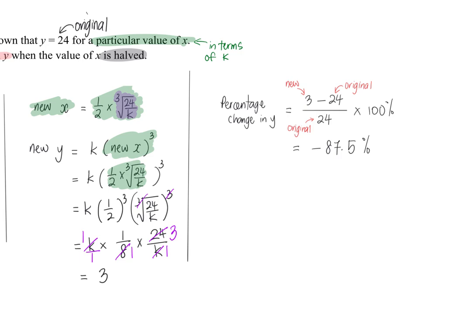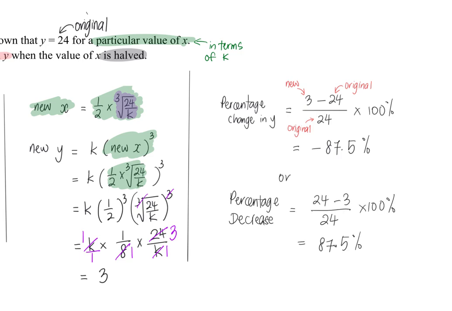But should you opt for another approach where you already decide that you saw that it is a decrease and you shall explicitly mention that it is a percentage decrease, then you will have to use the original value minus the new value divided by the original value times 100%. And in that case, you'll get a positive value of 87.5%. Both are acceptable. With that, we have come to the end of this video.